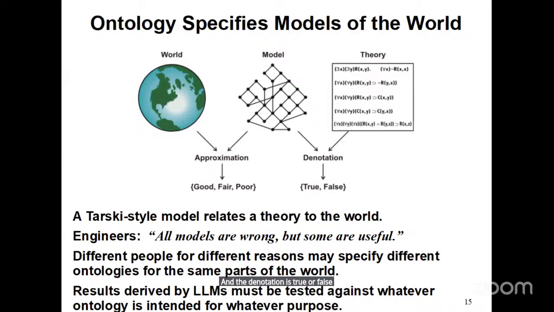Now, the problem is that engineers have this saying, all models are wrong, but some are useful. Different people for different reasons may specify different ontologies for the same parts of the world. And the results derived by the LLMs must be tested against whatever ontology is intended for whatever purpose. And that's a major question.